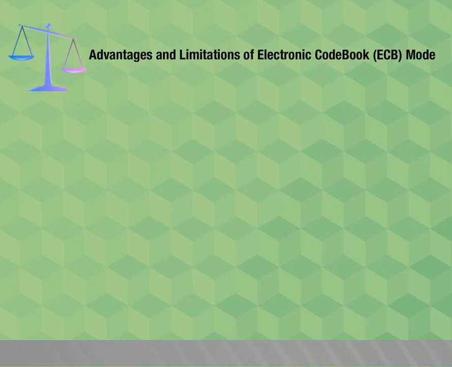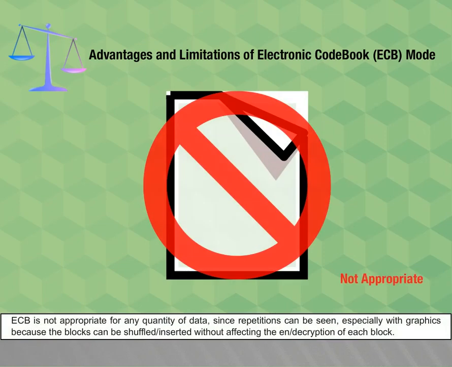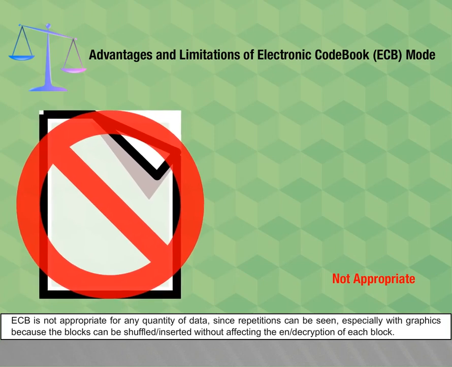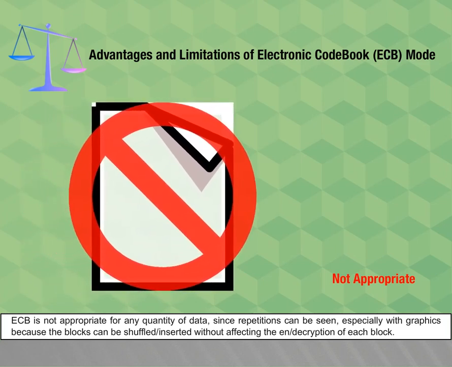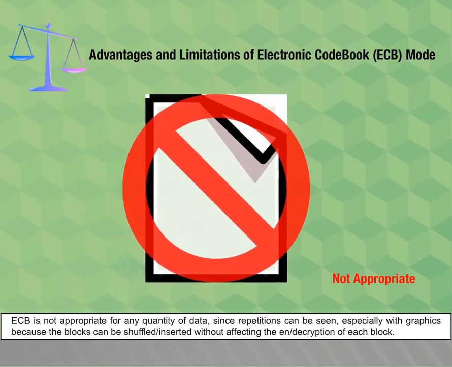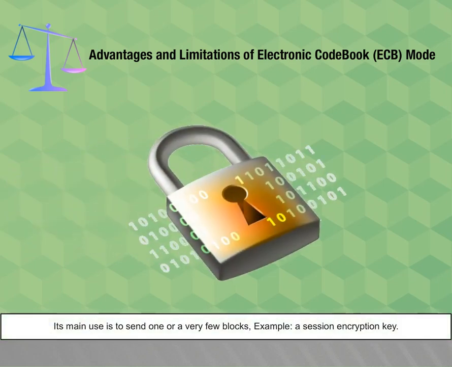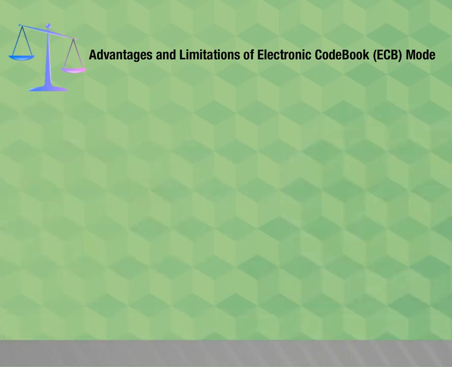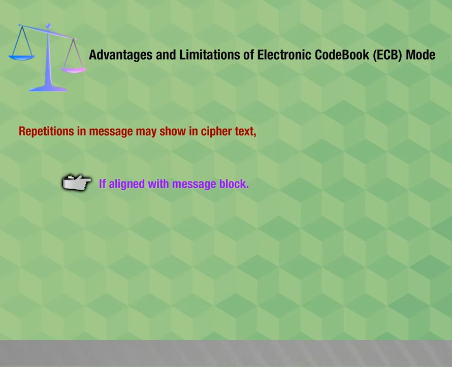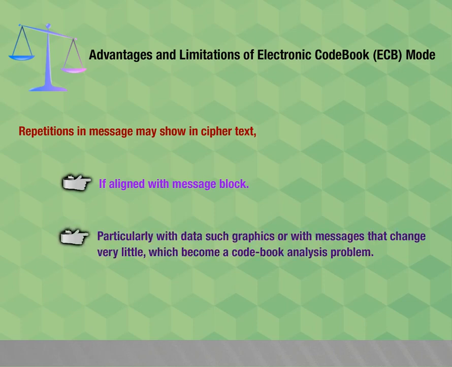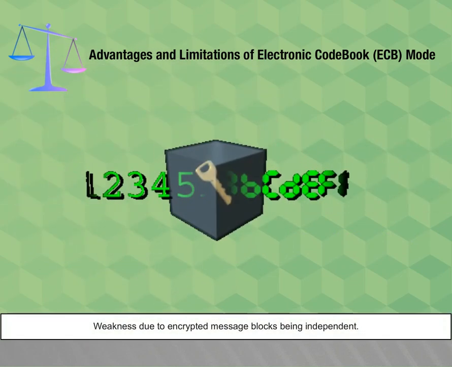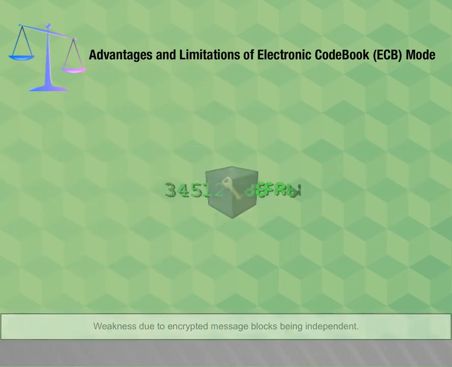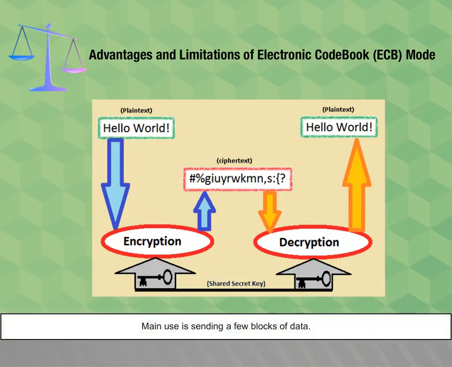Advantages and limitations of electronic codebook ECB mode. ECB is not appropriate for any quantity of data since repetitions can be seen, especially with graphics, because the blocks can be shuffled or inserted without affecting encryption or decryption of each block. Its main use is to send one or a very few blocks, for example, a session encryption key. Repetitions in message may show in ciphertext, if aligned with message block, particularly with data such as graphics or with messages that change very little, which become a codebook analysis problem. Weakness due to encrypted message blocks being independent. Main use is sending a few blocks of data.